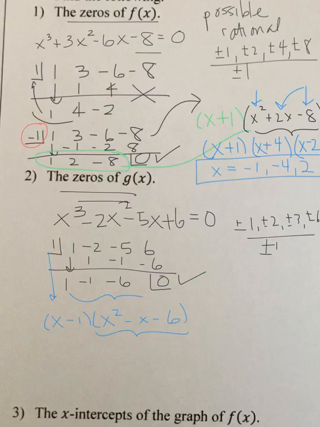But then this can factor some more. We have x and x to make the x squared, and then we'll have a 3 times a 2. We need to make negative 6 and add to negative 1, so we have negative, positive. And so our zeros are going to be 1, 3, and negative 2.